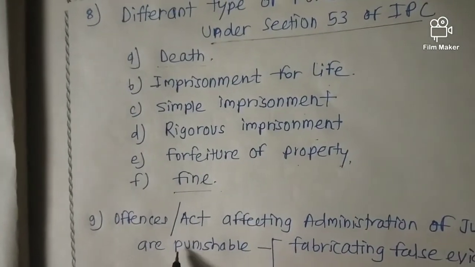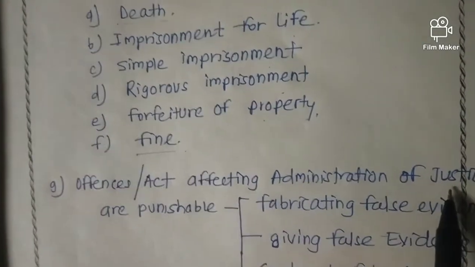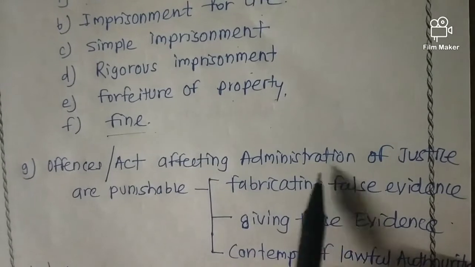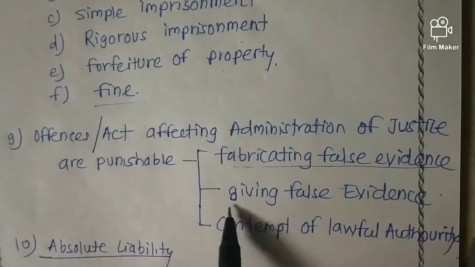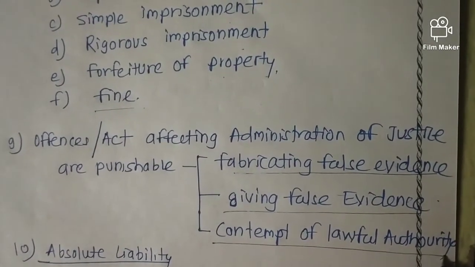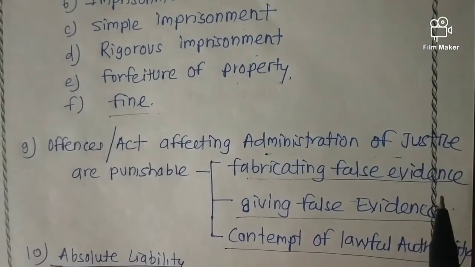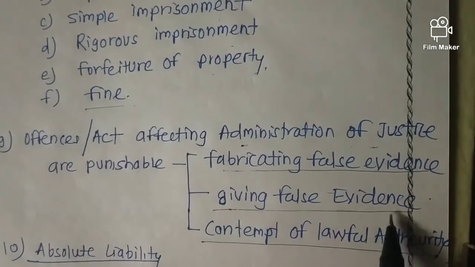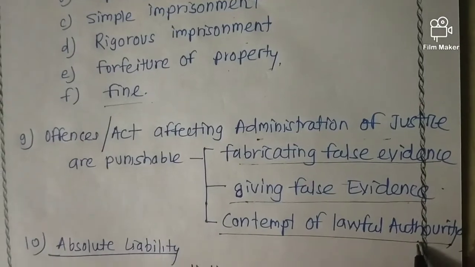Another important feature is offences affecting the administration of justice. Offences or acts affecting the administration of justice are punishable, namely fabricating false evidence, giving false evidence, and finally contempt of lawful authority. So these acts affecting the administration of justice are punishable as crimes.